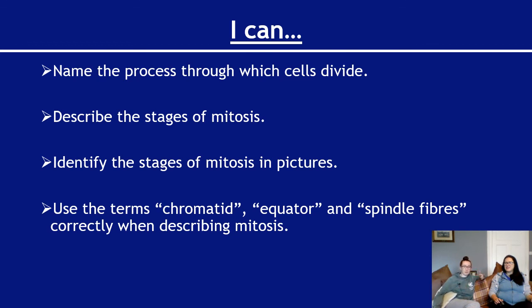So you also need to be able to obviously identify the stages from various pictures. This comes up a lot. It really does. And then the very important, using that term chromatid versus chromosome correctly, equator and spindle fibers, and also maybe identifying them on a diagram of mitosis. Like they'll have a picture and say, what is part X? And that could be the equator, it could be spindle fibers, or maybe even a chromatid or a chromosome.